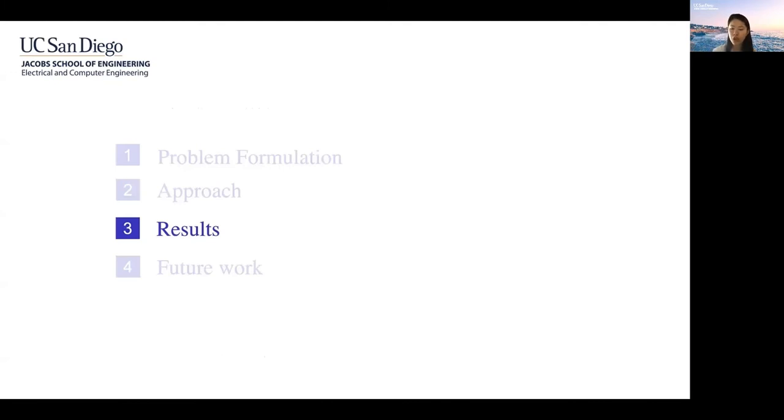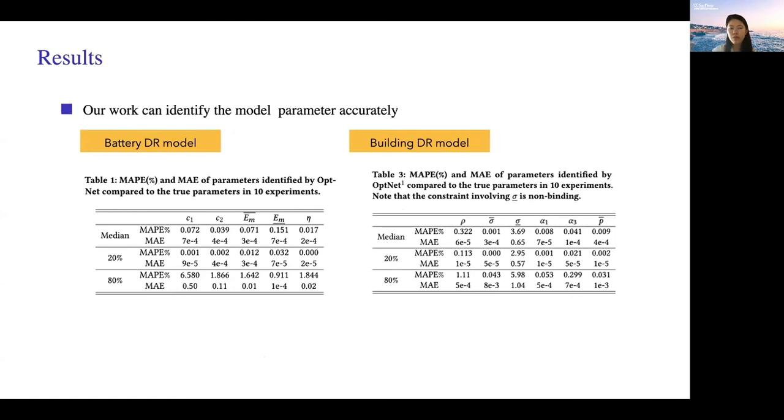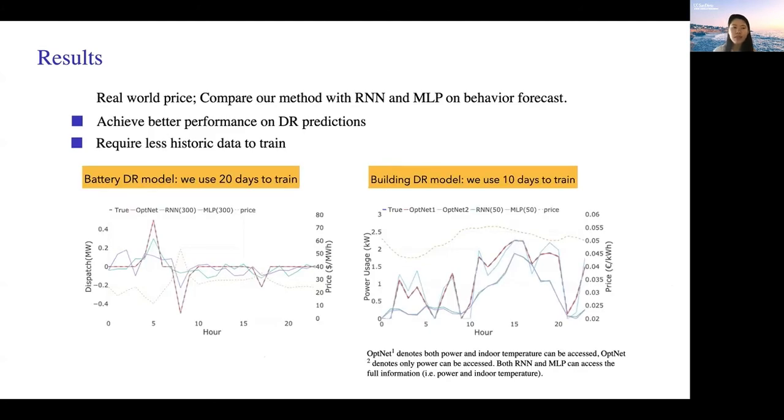Next, I will show you some results. For the battery demand response model and building demand response model, we performed 10 independent experiments. And experiments show almost all parameters achieve really low error in 10 experiments. It shows our work can identify the model parameters accurately. And second, we use real world price in both the battery demand response model and building demand response model. We compare our method with RNN and MLP on behavior forecast. It indicates that our method achieves better performance on DR predictions and requires less historic data.